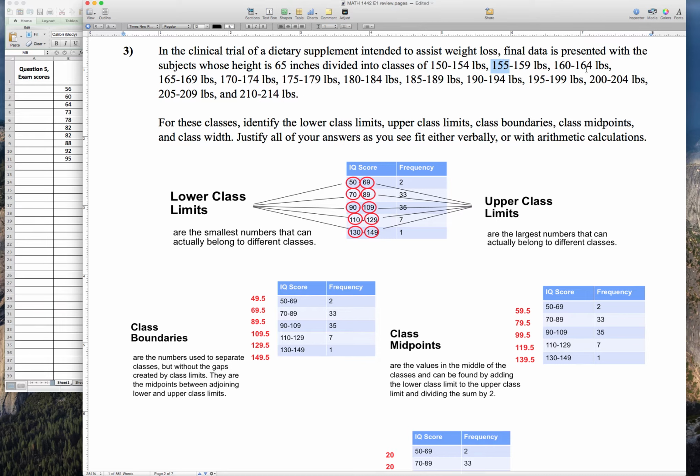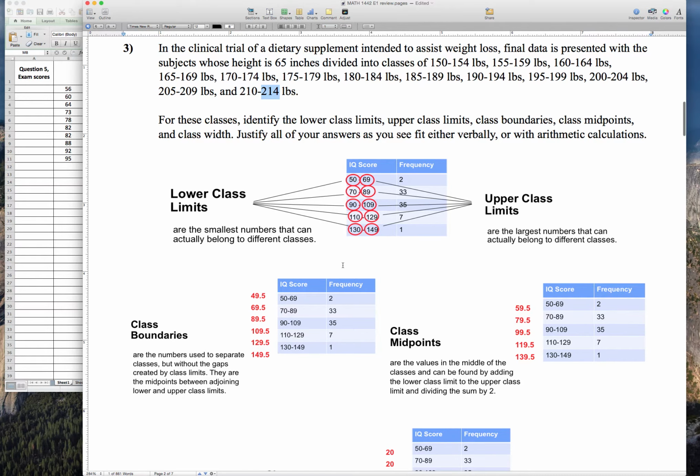So they're 150, 155, 160, etc. And the upper class limits are the largest values that can belong to any one class, like 159, 164, 174 here, or 214 here. And so you can see that shown in the example.